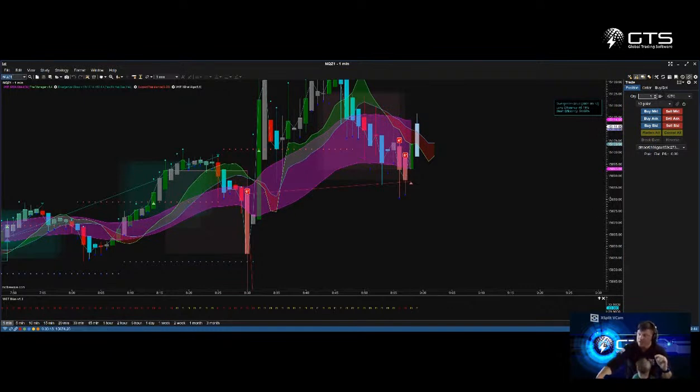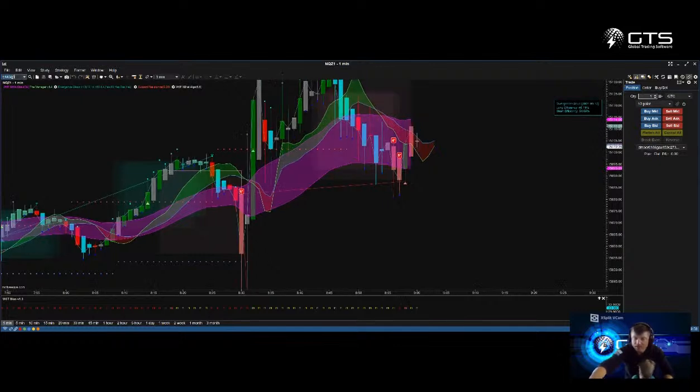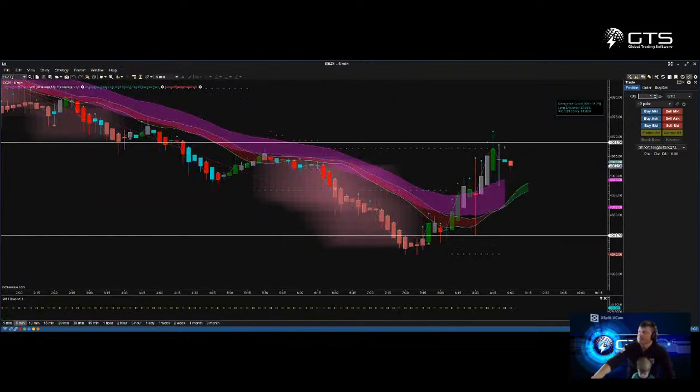What did it do? It bounced right off of this support area right here. Boom. Look left, look left, look left. It's going to help you out in the long run. I promise. ESZ. Boom. It's going to help you out in the long run.